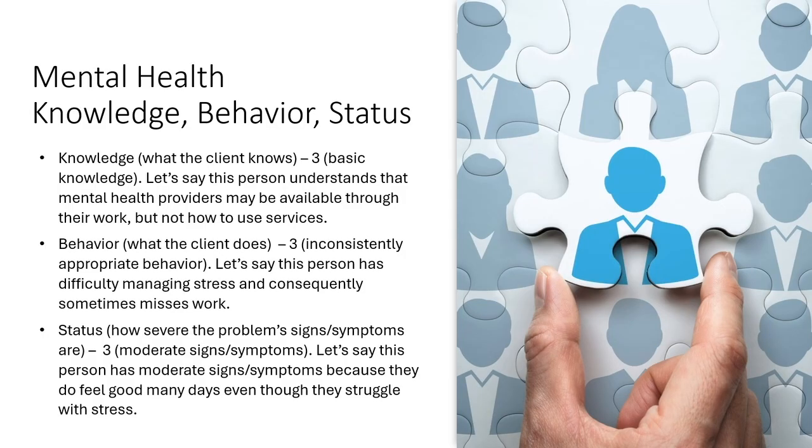What about mental health, knowledge, behavior, and status rating? Let's say this person understands that mental health providers may be available through their work, but not how to use services. Let's say this person has difficulty managing stress and consequently sometimes misses work. And let's say this person has moderate signs and symptoms because they do feel good most days, even though they struggle with stress. That would be a 3 for knowledge, a 3 for behavior, and a 3 for status.